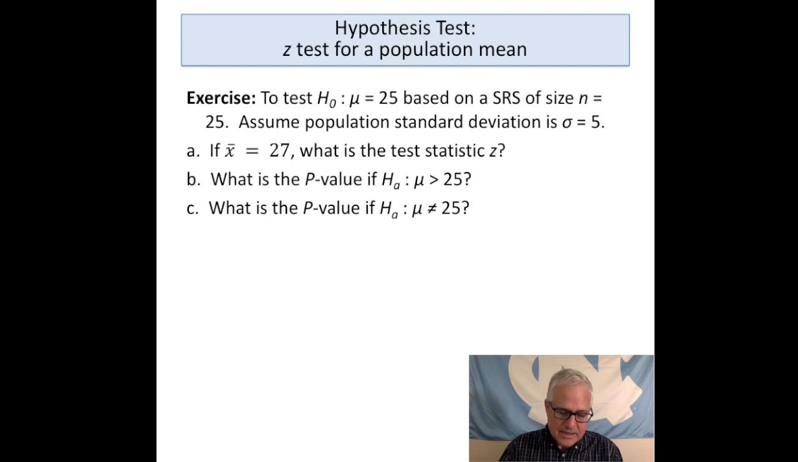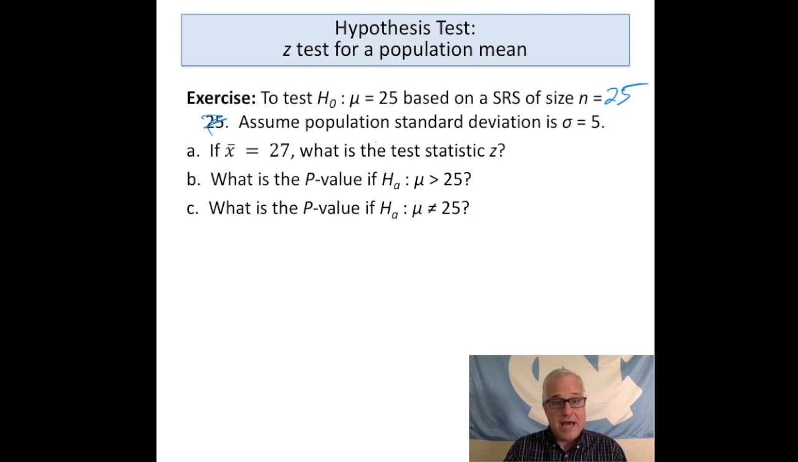Okay, so let's look at this exercise, and we're going to do it as a one-sided test and a two-sided test so we can compare the results. I haven't given the context here, but we're told that the null hypothesis is that mu equals 25, based on a simple random sample of size n equals 25. And we want to assume the population standard deviation is 5. Okay, so I'll do parts A and B on this slide, and then I'll do part C on the next slide, okay?